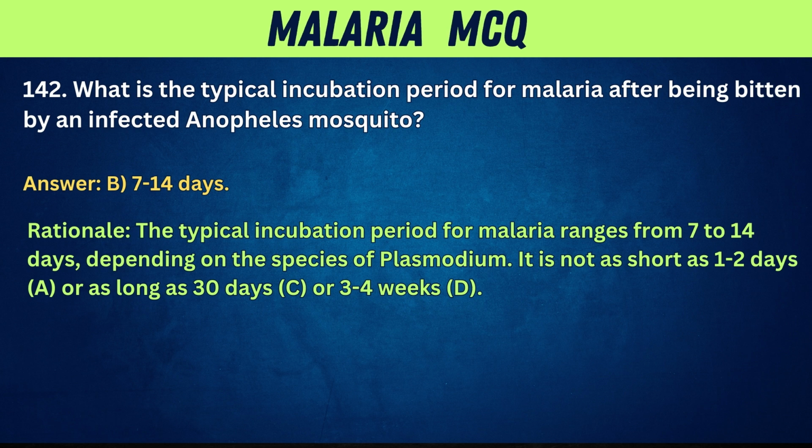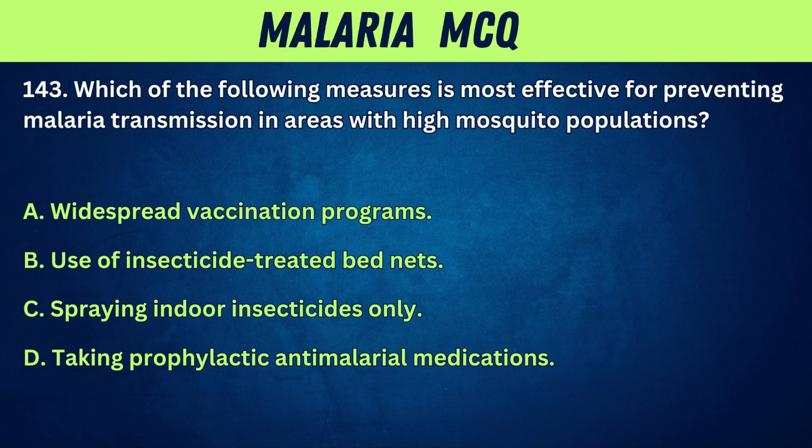Rationale. The typical incubation period for malaria ranges from 7 to 14 days, depending on the species of Plasmodium. It is not as short as 1 to 2 days, A, or as long as 30 days, C, or 3 to 4 weeks, D.